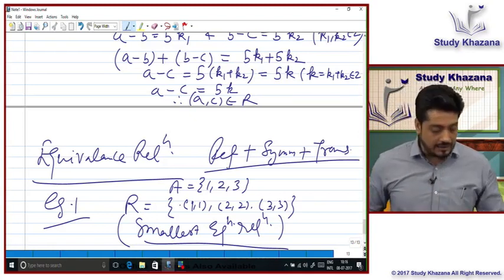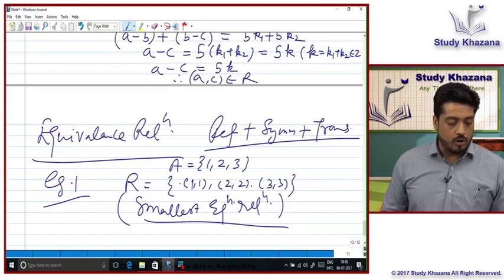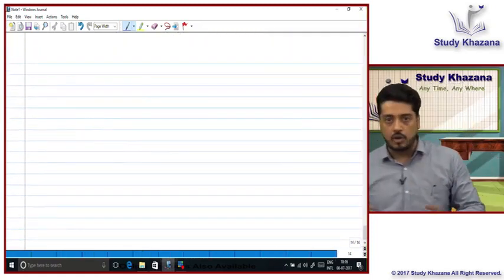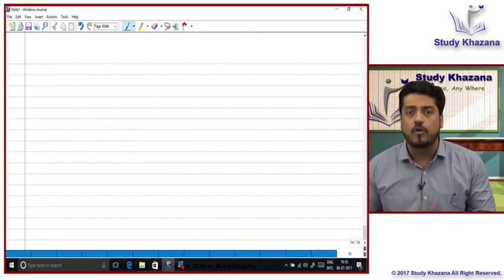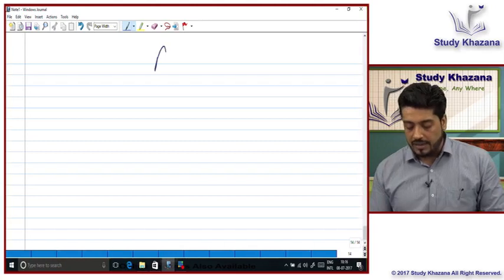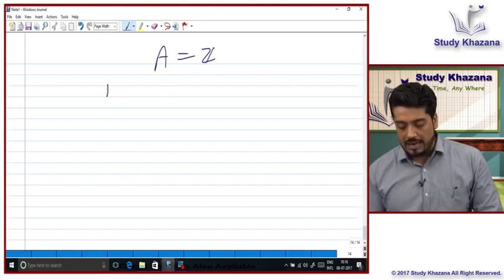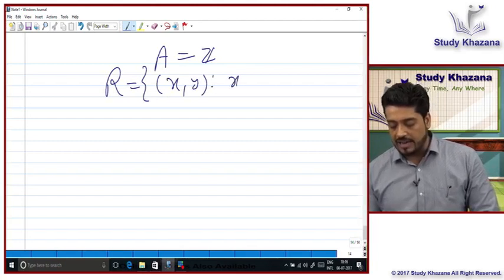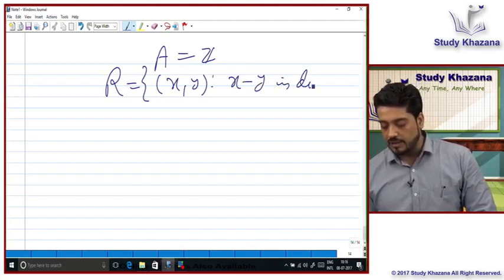Okay, fine. This example is in roster form. Now suppose I want to give an example in set builder form. So I will take A equal to Z, the set of integers, and define a relation R as all those (x, y) such that x minus y is divisible by 3.